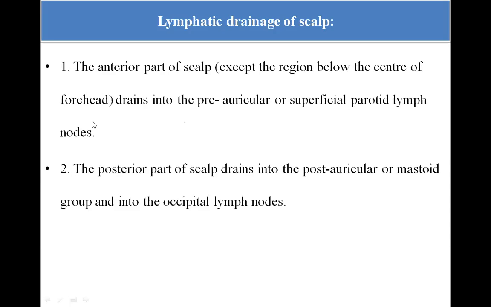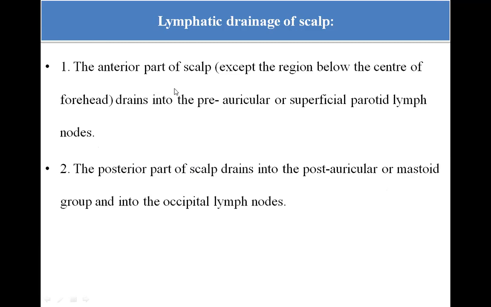Lymphatic drainage of the scalp. The anterior part of the scalp, except the region below the center of the forehead, drains into the pre-auricular or the superficial parotid group of lymph nodes. The posterior part of the scalp drains into the posterior auricular or the mastoid group and into the occipital group of lymph nodes. So the lymphatic drainage is divided into the anterior part and the posterior part of the scalp.